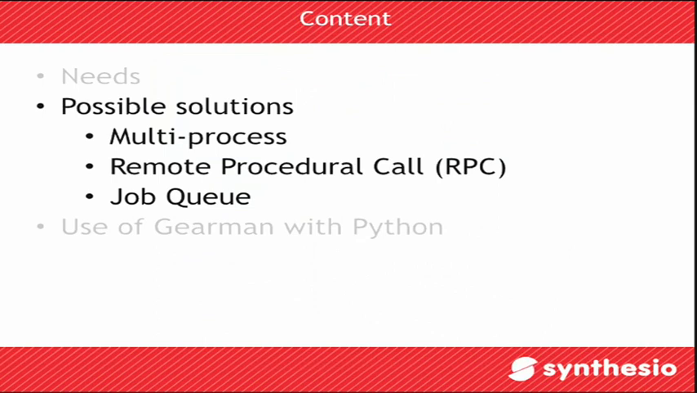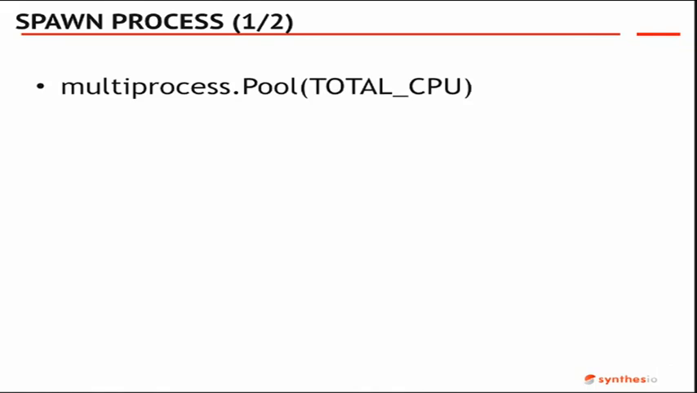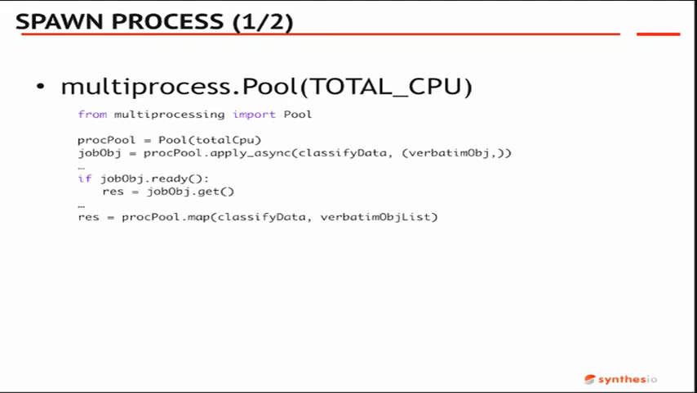So, possibilities. This is what we could have done otherwise, but we didn't. We could have done our own multi-process classes, or an RPC, or job queues. Starting with the multi-process class, the basic one is to just create a pool object. You say, okay, I have 10 processes running in parallel to process my data as it comes. And you create very simple code.